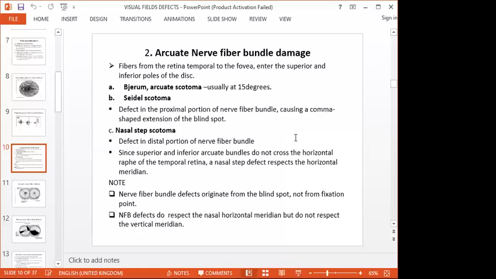Nasal step, where you have there, like that. There's a step. Note, nerve fiber bundle defects originate from the blind spot, not from the point of fixation.